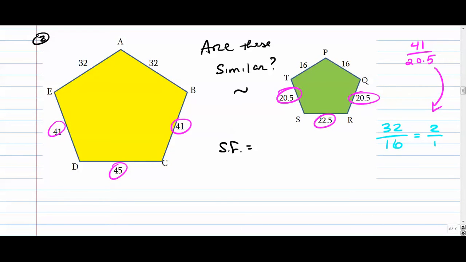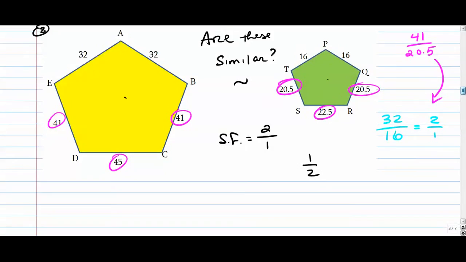So first of all, these are similar. And our scale factor from yellow to green is 2 to 1. If I asked you what the scale factor was from green to yellow, you would say it's 1 to 2. So it just depends on what order you're looking for. But generally, I'm going to go from left to right.